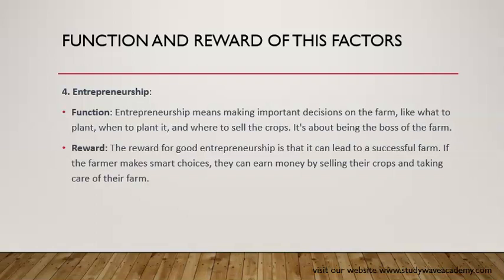So in a simple way, land gives us a place to grow things. Labor is the people who work on the farm. Capital is the tools that make farming easier. And entrepreneurship is like being the boss and making smart decisions to have a successful farm. Everyone benefits from these factors because they help us have the food and products we need in our everyday lives.